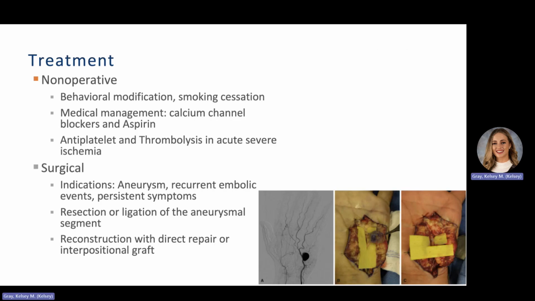Treatment would begin non-operatively with behavior modification, such as smoking cessation. Medical management would include calcium channel blockers and aspirin. Antiplatelet and thrombolysis can be utilized in acute severe ischemia. Should the above not suffice, then surgical intervention may be indicated in the presence of an aneurysm, recurrent embolic events, and persistent symptoms. Procedures would include resection or ligation of the aneurysmal segment, or reconstruction with direct repair or with an interpositional graft.